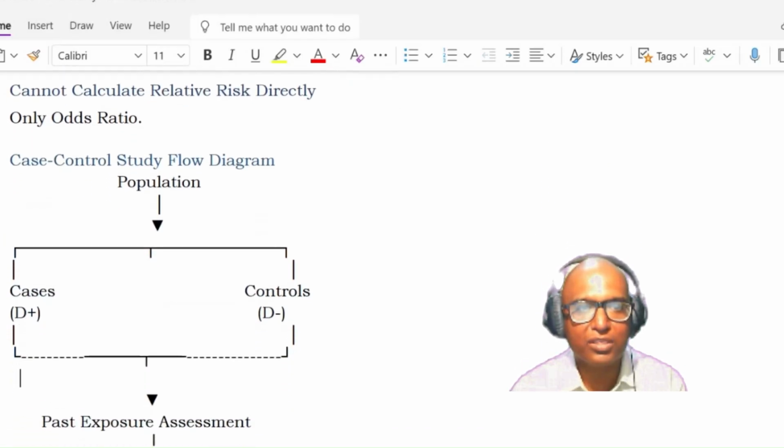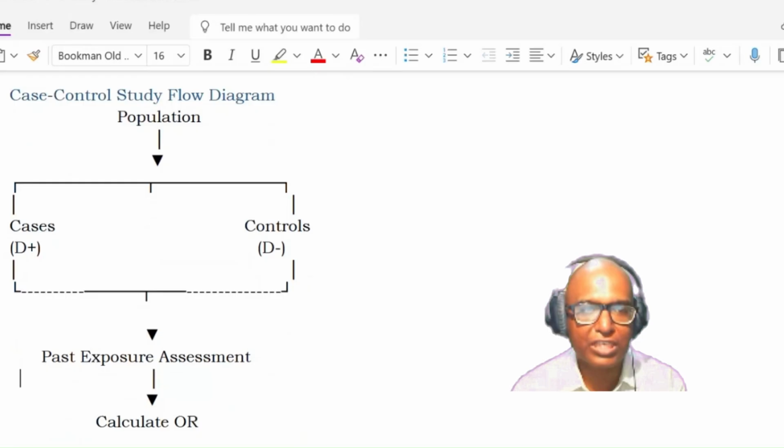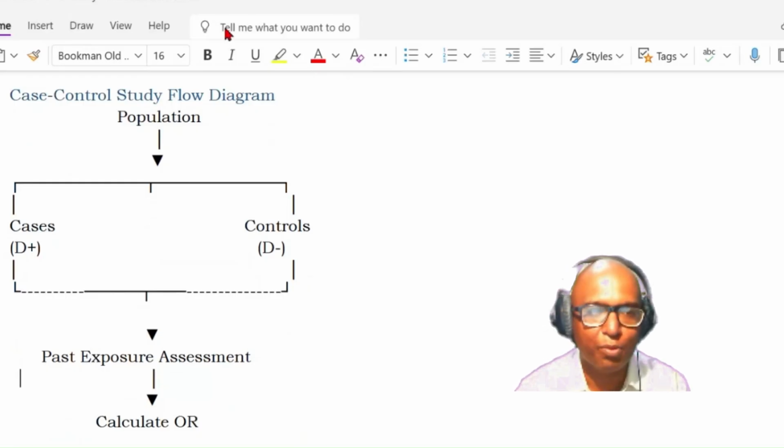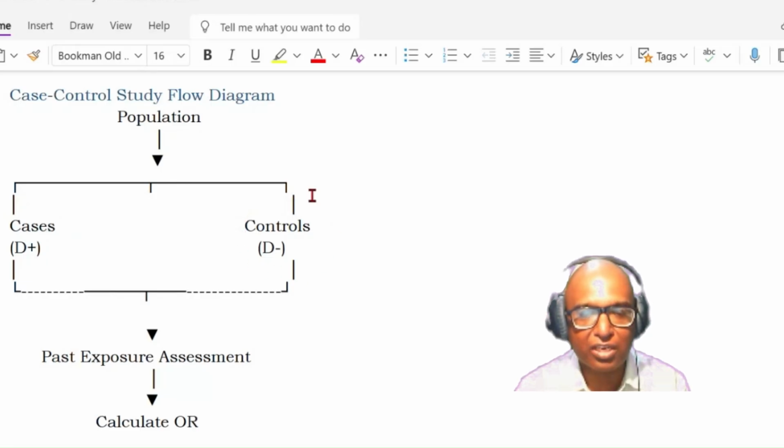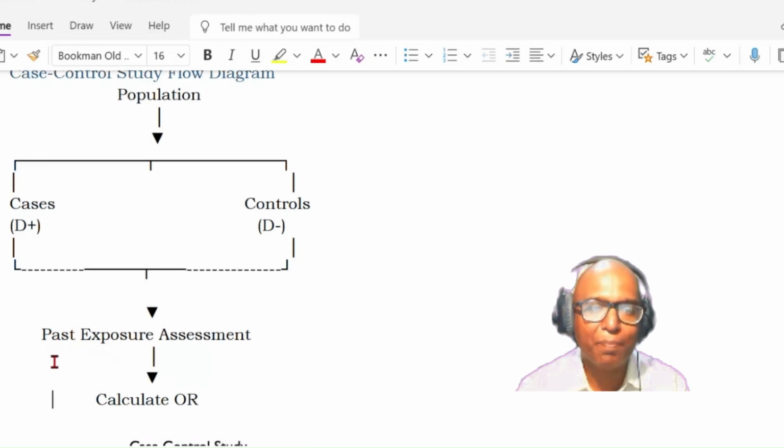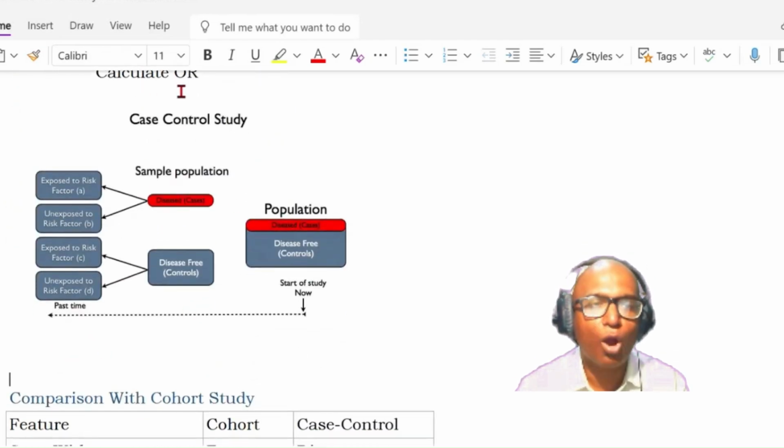This is the case control study flow chart. It shows that there is a population in which we will select the cases. We'll also select the matched controls. These controls are matched with the cases. Then we'll look for the past exposure and we'll calculate the odds ratio.